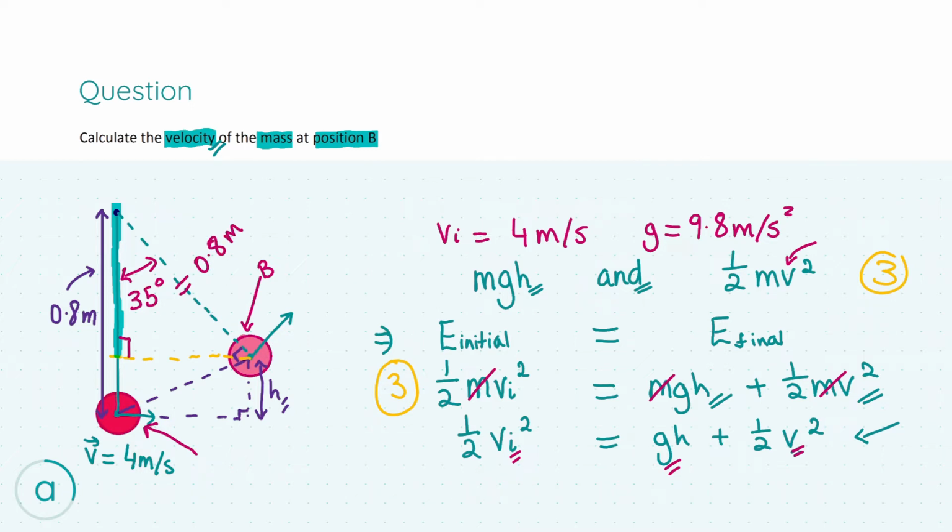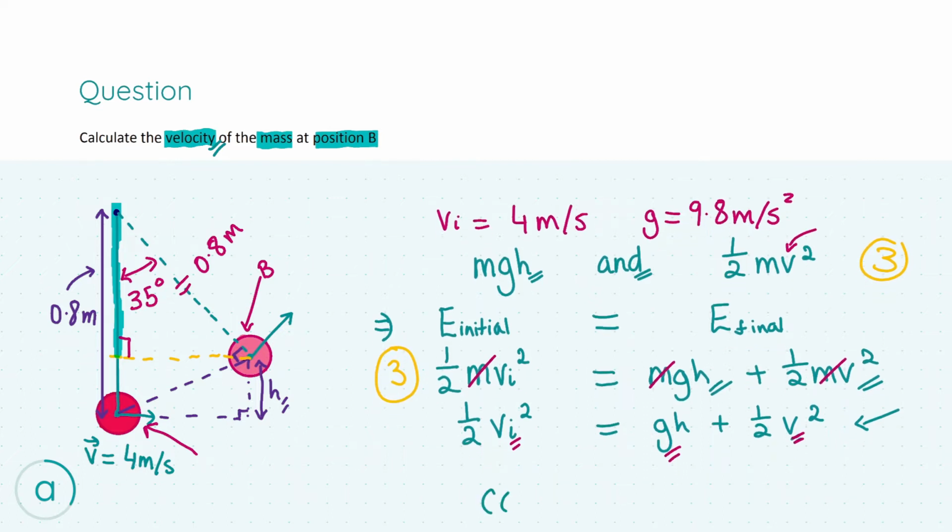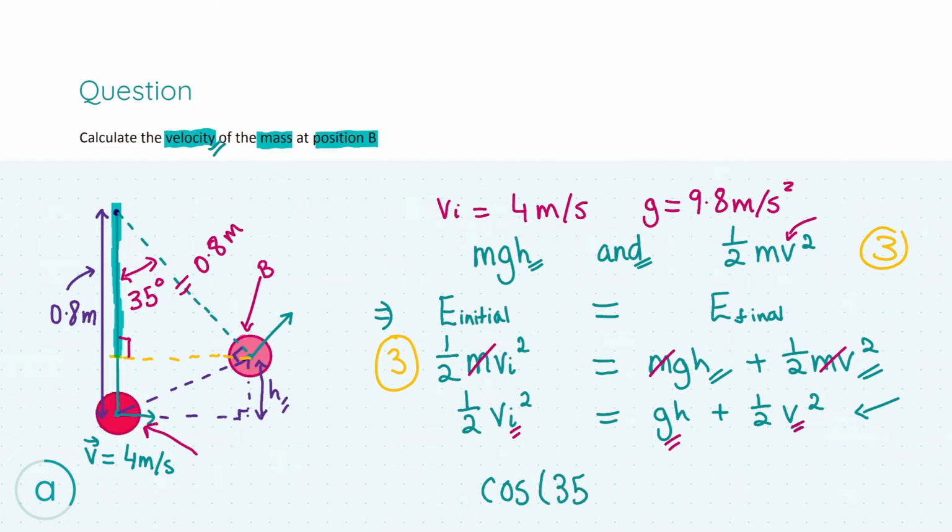We're told that the length of the string is 80 centimeters, but I've converted it into meters because you're supposed to work with SI units. So just do that conversion quickly. And to find out what the blue line is, we're going to use the trigonometric identity for cosine. We know that cosine of the angle, which is 35 degrees, is equal to the adjacent, which is the blue line, I'm going to call that x, over the hypotenuse, which is 0.8.